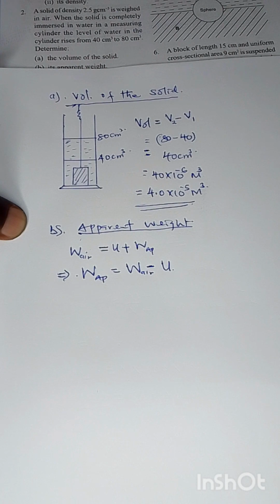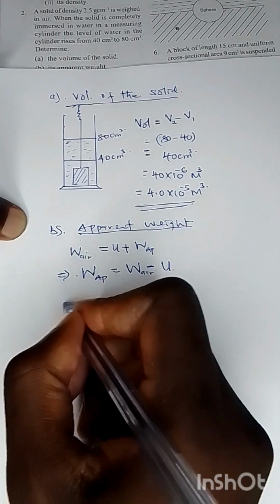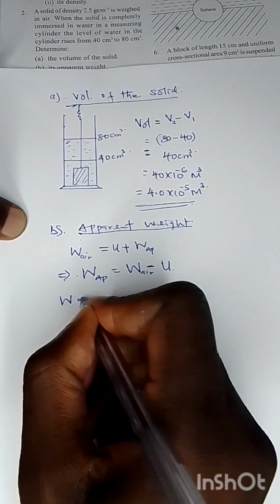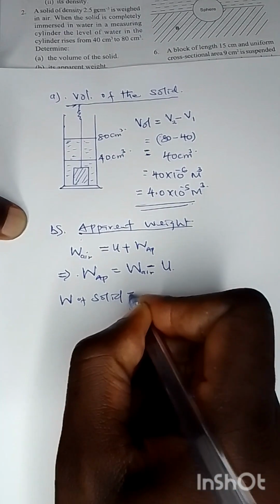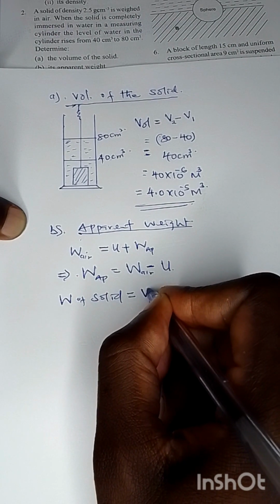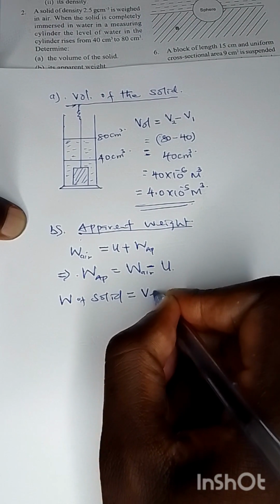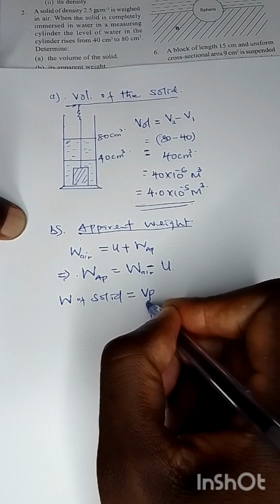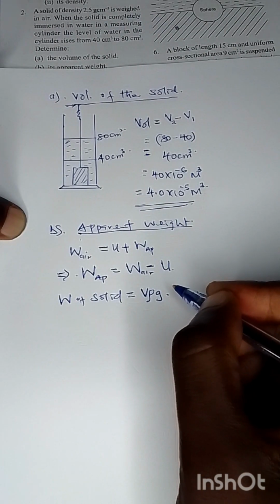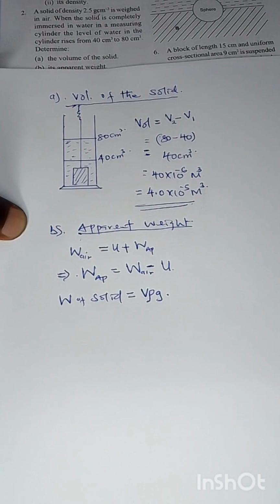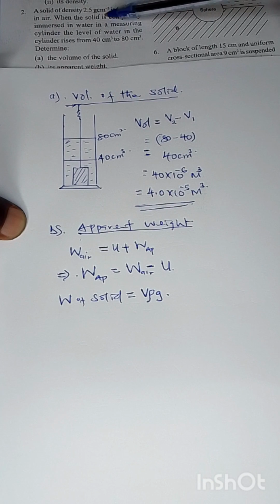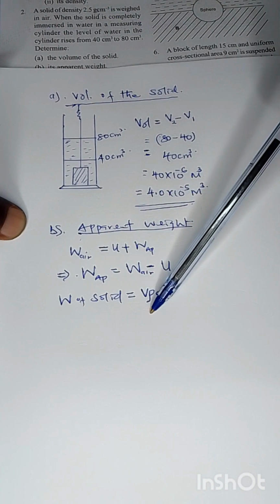Said and done, we are now left with one thing. We want to know the weight of this solid. So the weight of the solid, that is W of solid, is given by the volume of the solid multiplied by the density of that solid, and we multiply by g. If you check from the question, were we given the density of the solid? The density is given here, and it is in grams per cubic centimeter. Therefore, we need to use it here in the right unit, that is the SI unit.